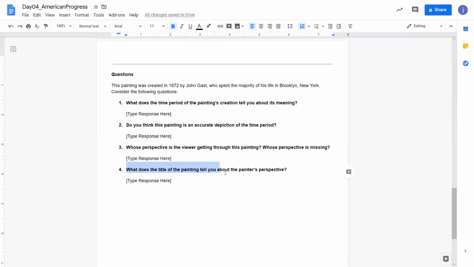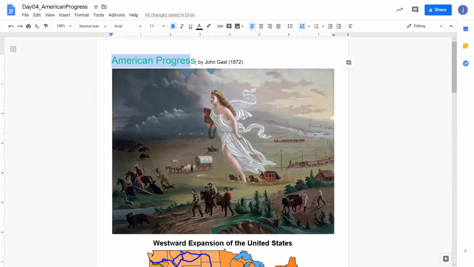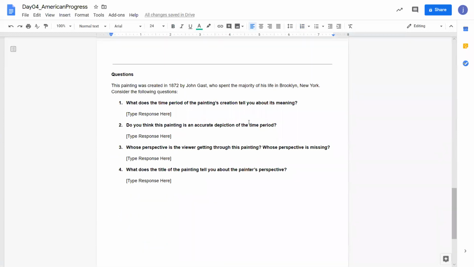Lastly, what does the title of the painting tell you about the painter's perspective? So the title, again, is called American Progress. Go back to the top, American Progress. So that gives a lot of insight into the intention and the meaning of this painting and the point of view of the author. American Progress. So America and progress means to progress, to advance, to move forward, to improve. So what does the title, American Progress, tell you about the point of view of this author?